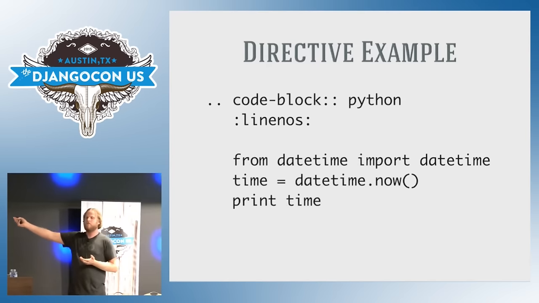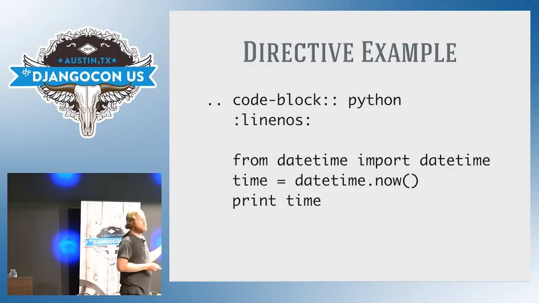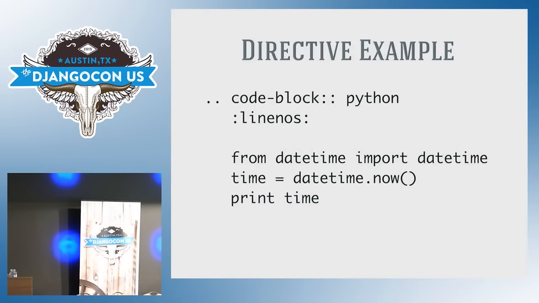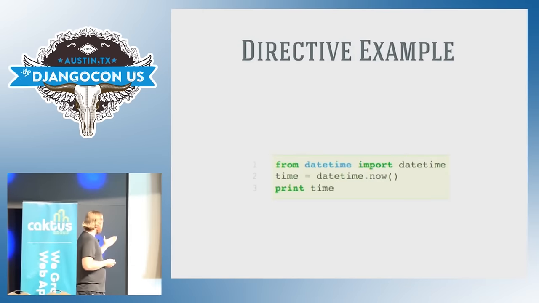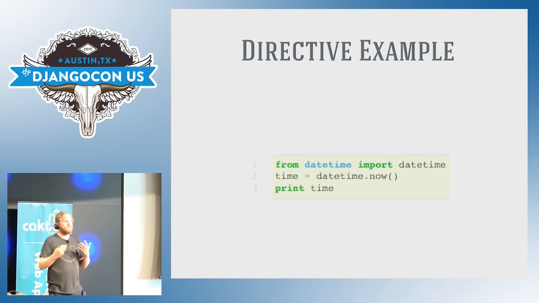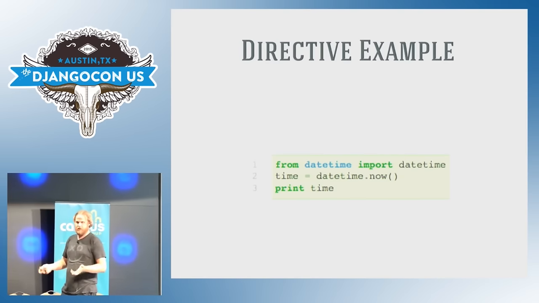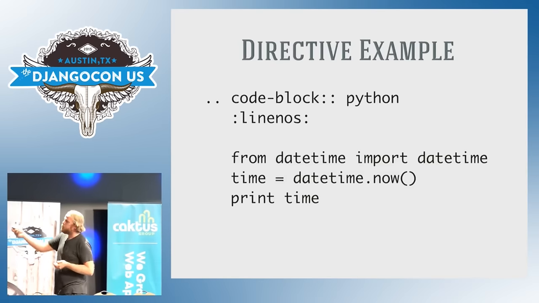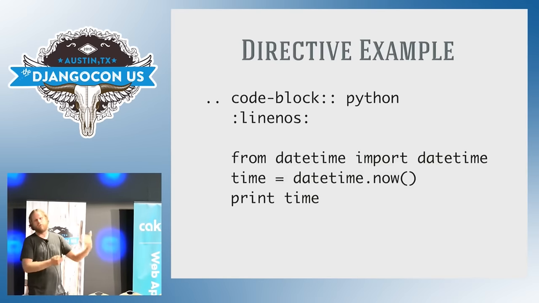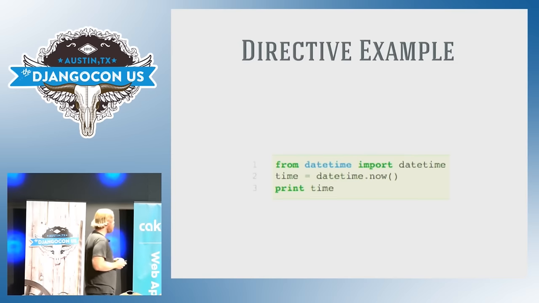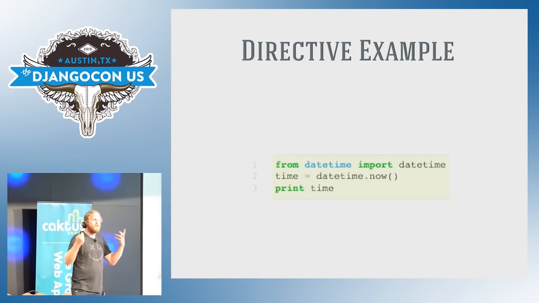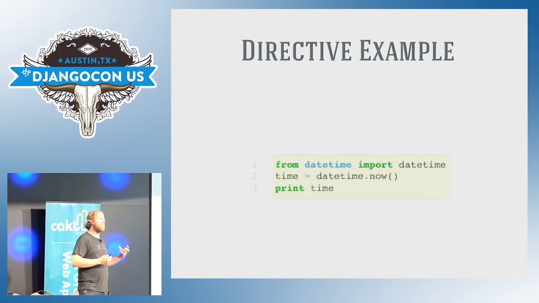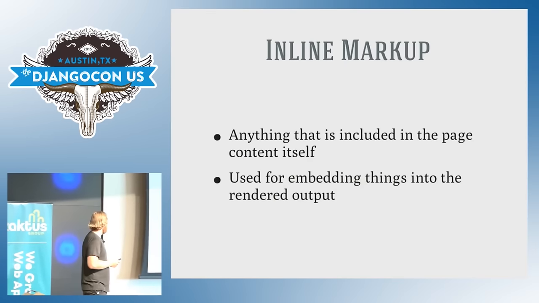So a directive example, right? Code block Python, that's the second line there is just a line number option. So this output will actually have line numbers. And then just indented code example, right? It's pretty simple. And this turns into output that is a syntax highlighted code example that has line numbers, right? If we remove the line numbers option, the line numbers go away, right? It's pretty simple. But good luck doing that with markdown, right? There's no way to even conceptually think about doing that in markdown.